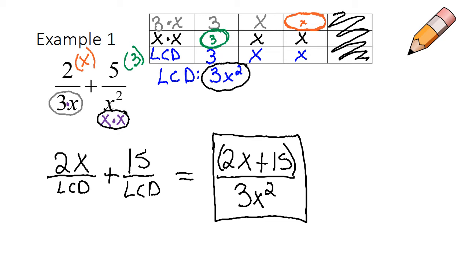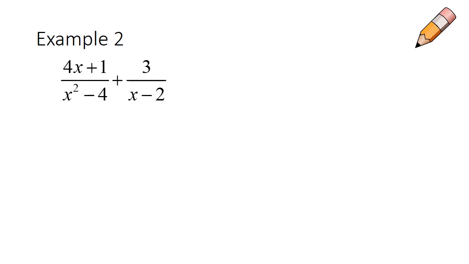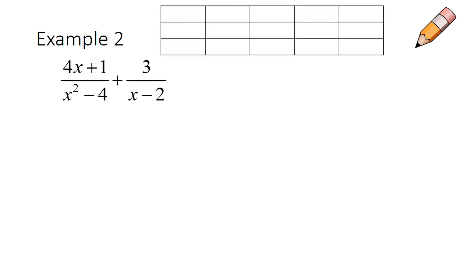There's a lot going on here, so make sure you guys are going step by step. There's going to be a lot of work that's going to be shown on all of these problems. All right, here's example number 2. Now, before we even start working in our table, you guys, we have to see if our denominators can be factored. In this case, this one can be factored. This is a perfect square, so this is going to be x plus 2 and x minus 2.